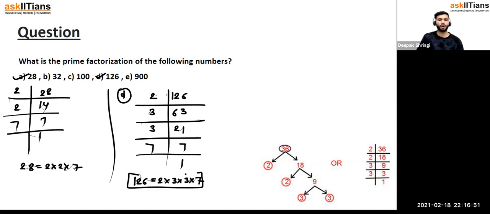prime factorization of 126. Okay, you can also check it. Absolutely, you can check it. You can just multiply these numbers. So 3 into 2 is 6, 6 into 3 is 18, 18 into 7 is what? 18 into 7 is 126. Yep, it is correct. That means your prime factorization is absolutely correct, right, guys?